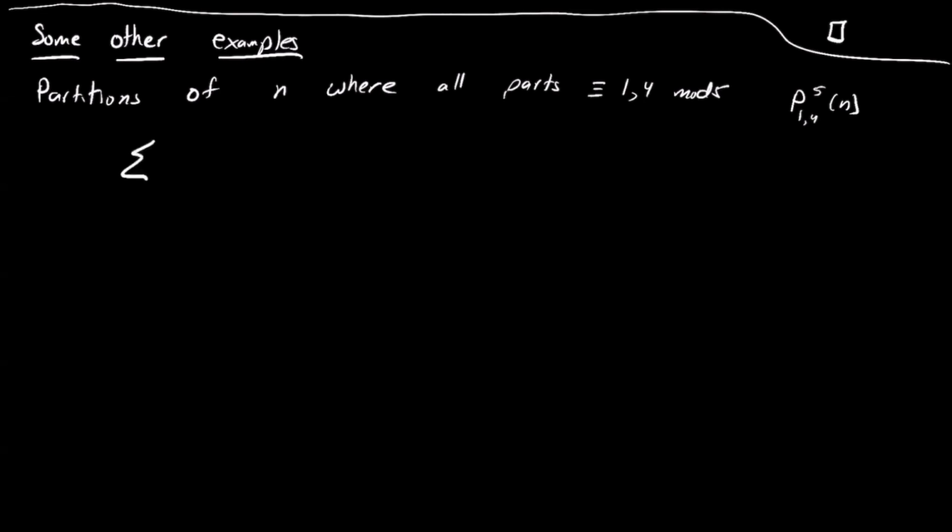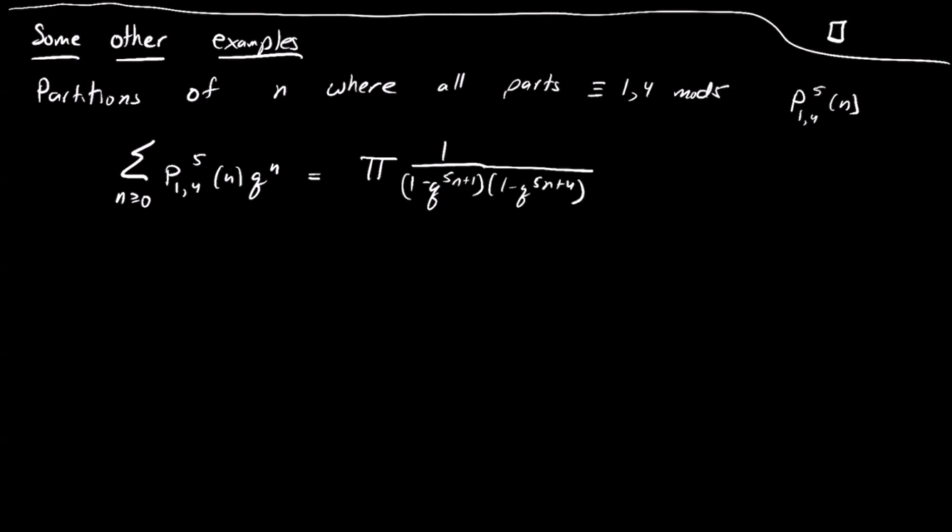And this has a really nice generating function. So the sum of P1, 4, 5 of n, q to the n, where n is greater than or equal to 0, is equal to, well, if I want to include the parts that are 1 or 4 mod 5, I want to only include parts of the form 5n plus 1 and 5n plus 4. So my generating function is going to be 1 minus q to the 5n plus 1 at the bottom, and 1 minus q to the 5n plus 4 at the bottom, where n is bigger than or equal to 0. So this is a rather simple generating function.